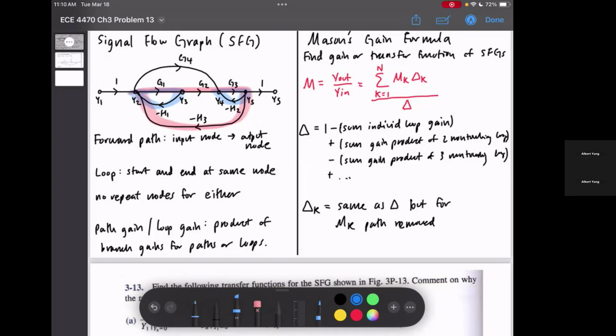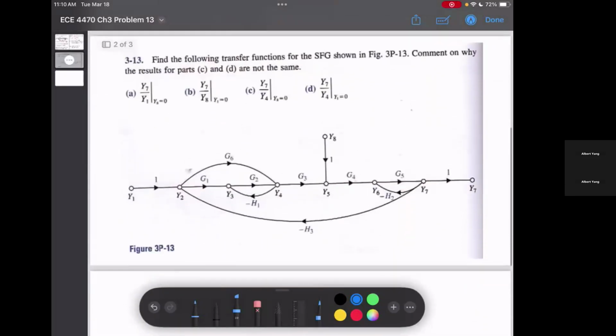And then N is just how many paths you have. So you would actually repeat this for every path that you have. So let's do an example problem just to get familiar with this. What I like to do is find the overall determinant for these types of problems, because it's going to stay the same for those specific problems.